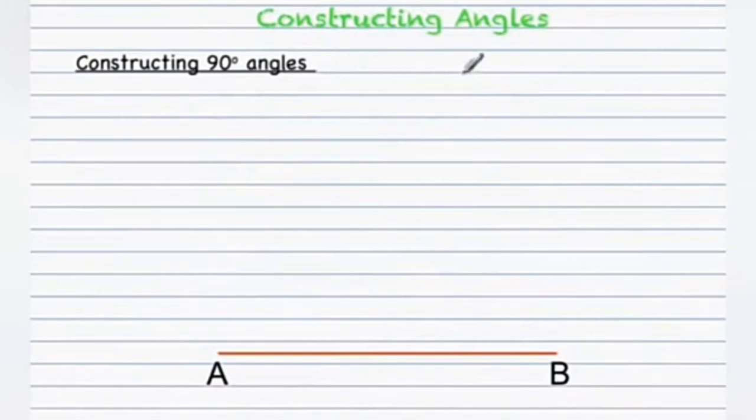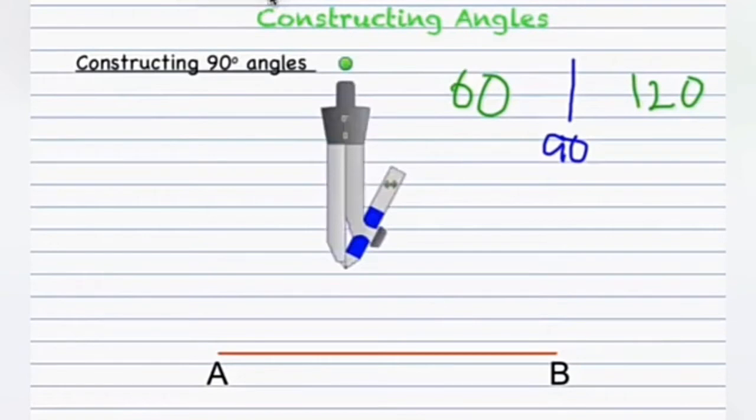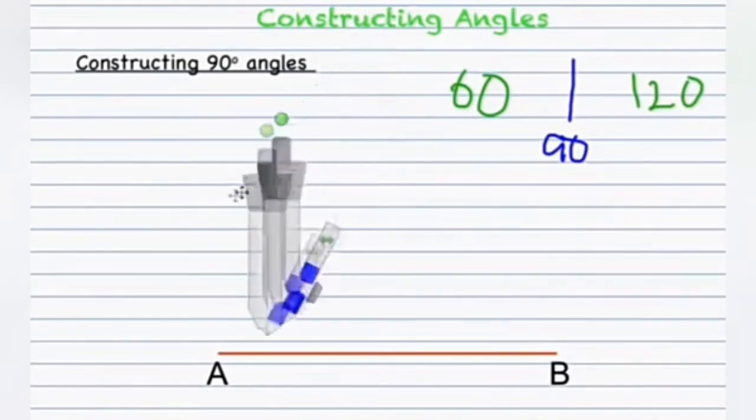Alright guys, welcome. Constructing 90 degrees. 90 degrees is the midpoint of 60 and 120 degrees. So 90 degrees is between 60 and 120 degrees. If you subtract 60 from 90, you have 30. And when you subtract 90 from 120, you have 30 degrees. So it is the midpoint of 60 degrees and 120 degrees. Now to do that, let me show you how.